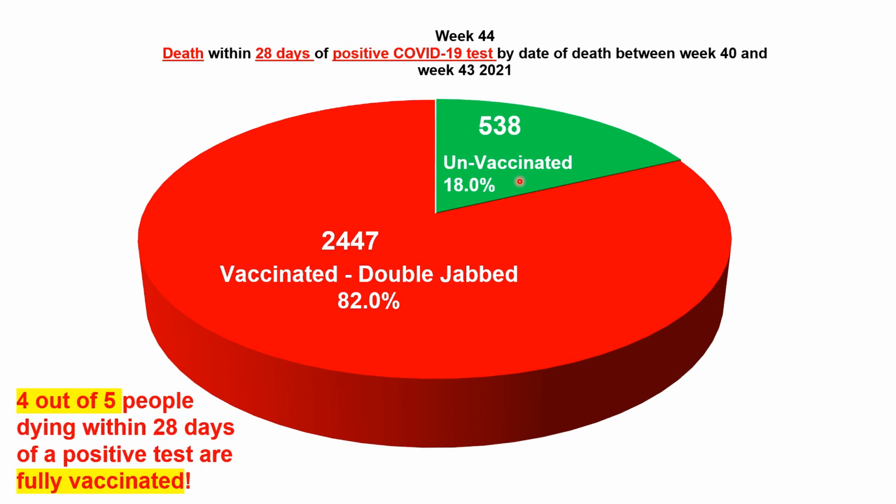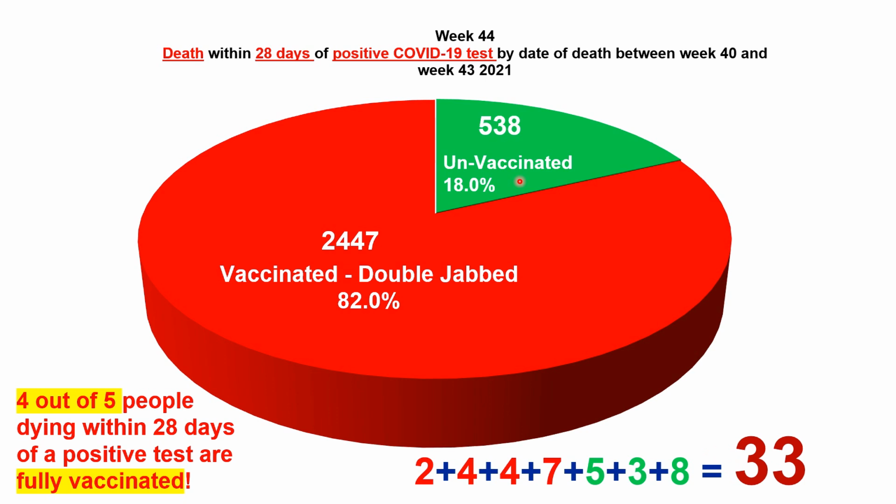Okay, so that means that 4 out of 5 people dying within 28 days of a positive test in week 44 are fully vaccinated. 4 out of 5. Now, I kind of think that this data is put out there for people to see the truth in plain sight, but people's programming probably won't even get them to look at this data in the first place.